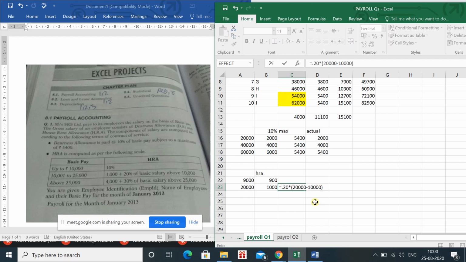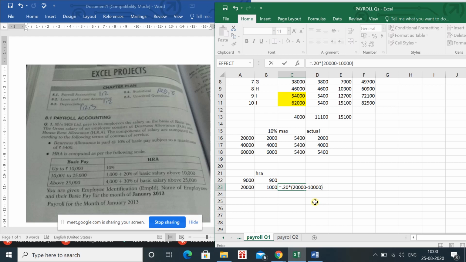Please understand this condition, as we will apply it with the help of a formula. Right now I'm just giving you a brief idea of how these conditions are formed and how we can apply them. Then we will apply them with the help of formulas in the final question.